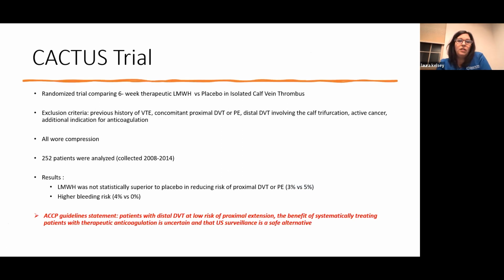The Cactus trial then took these low-risk isolated caffeine clots, and it randomized these folks to 6 weeks of therapeutic Lovenox versus nothing.